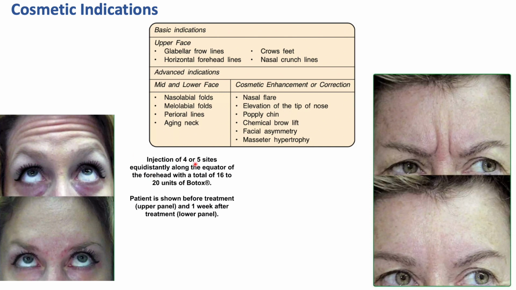So the injection of 4 or 5 sites equidistantly along the equator of the forehead with a total of 60 units of the Botox toxin is done. The patient is shown before treatment in the upper panel, and 1 week after the treatment in the lower panel, you could see that these horizontal forehead lines are gone.